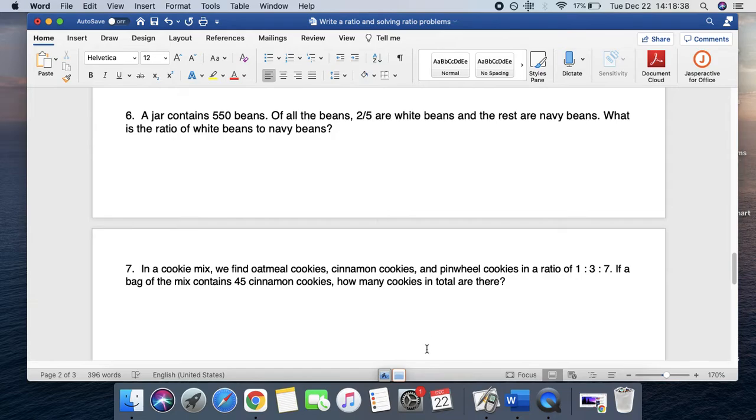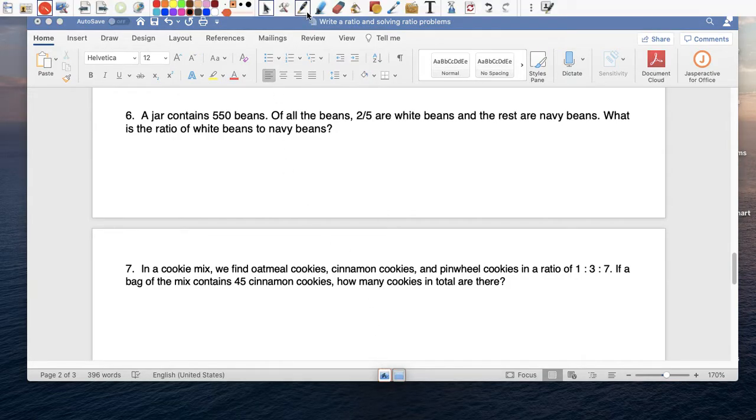Well, let's do number 6. What's number 6 say? A jar contains 550 beans, frijoles. So 2/5 are white beans and the rest are navy beans. Okay, so let's try this. Beans, frijoles. So we have white, we have navy, azules, we have total.